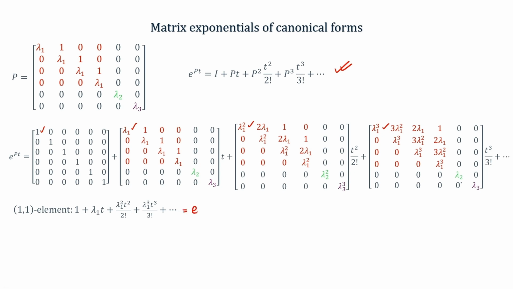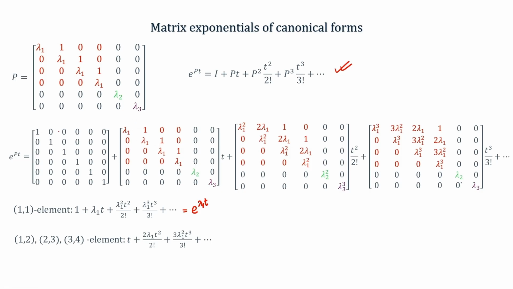But what is this? This is nothing but e to the power of lambda 1 t. So the diagonal elements will come out to be e to the power of lambda 1 t. In this case this element will again come out to be e to the power of lambda 1 t, and similarly this one also, e to the power of lambda 1 t. You can check that the diagonal elements are similar to the diagonal case. Now let us come to the 1 2 element. Let us look at the 1 2 element here. How will the 1 2 element look?